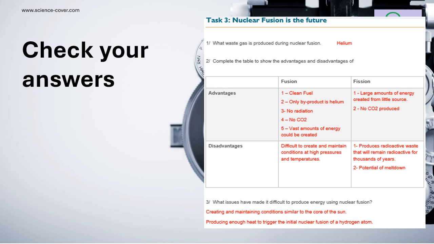Question 3. What issues have made it difficult to produce energy using nuclear fusion? So creating and maintaining conditions similar to the core of the Sun, and producing enough heat to trigger the initial nuclear fusion of a hydrogen atom.